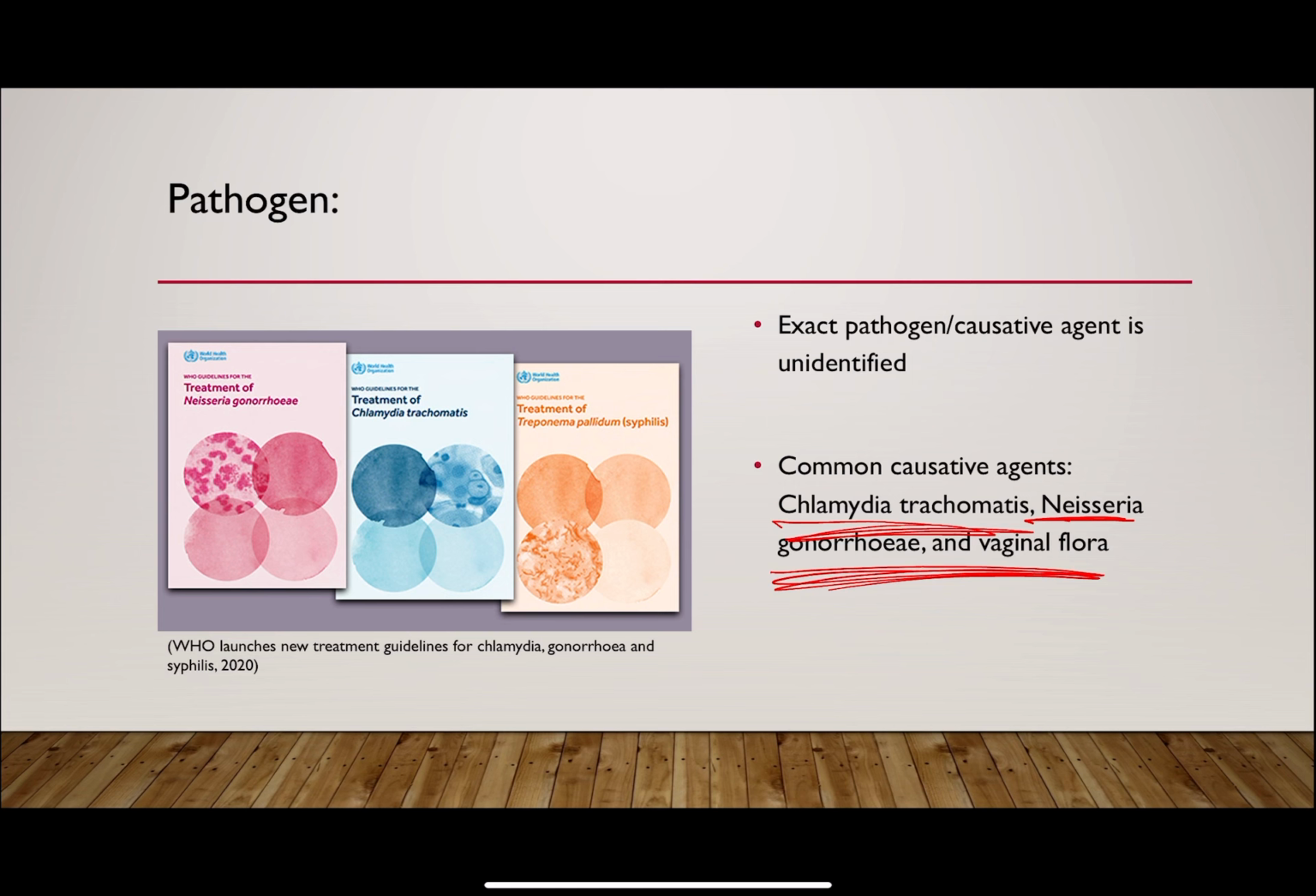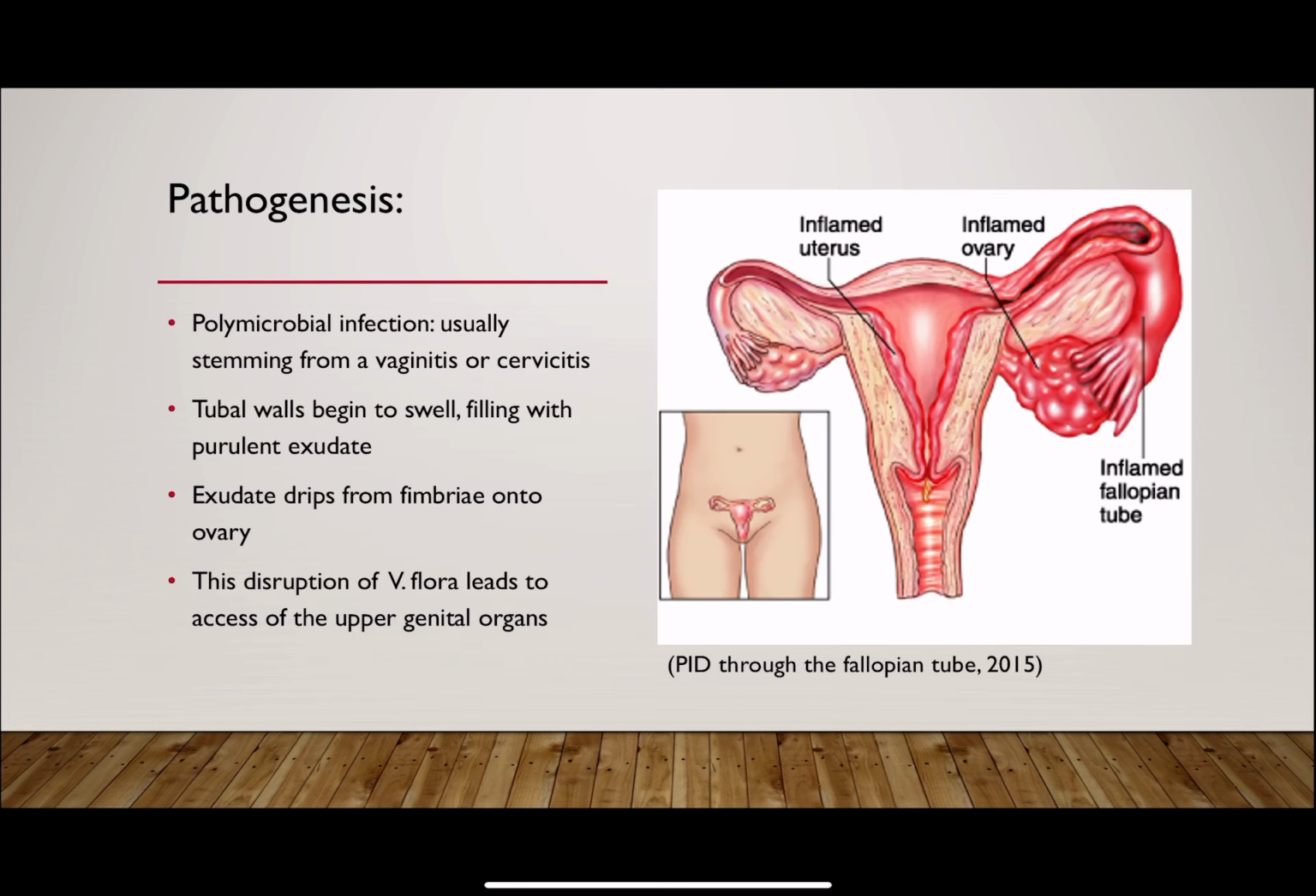So let's see here. This is my favorite, the pathogenesis of it. It's very interesting. The infection usually originates from a vaginitis or a cervicitis and can involve multiple causative bacteria, so it's polymicrobial. Common pathogens that this may stem from, like I mentioned before, are chlamydia and gonorrhea.